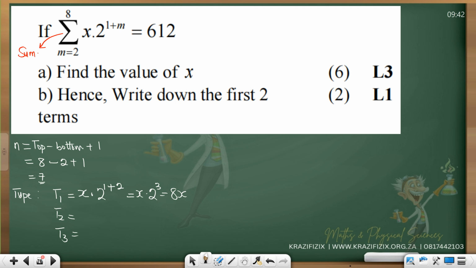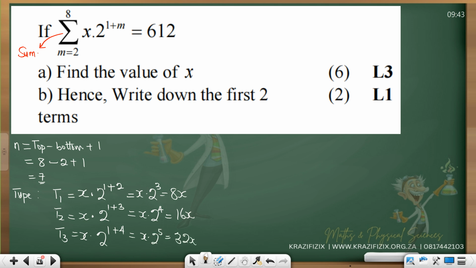All right, we go to the next one. What's the next one going to be? X multiplied by 2. Instead of 1 plus 2, I started from 2, right? My M was 2. What is my next M? 3. X times 2 to the power of 4, 16x. Now 1 plus 4.